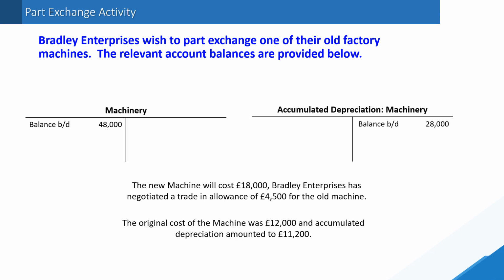13,500. I'm also told that the original cost of the machine was £12,000, and that is already included in that balance brought down of 48,000. And the accumulated depreciation of 11,200, again already included in the balance brought down of 28,000.